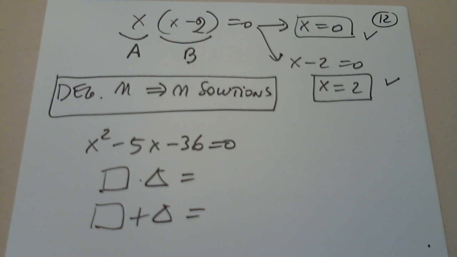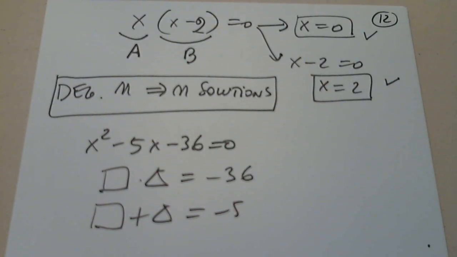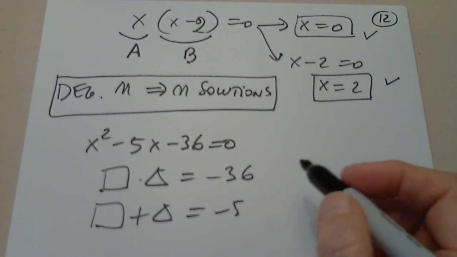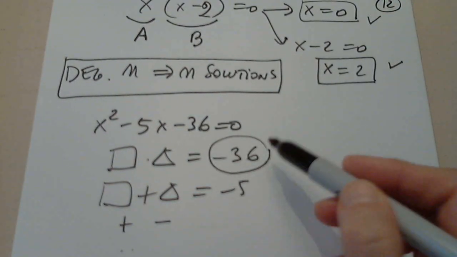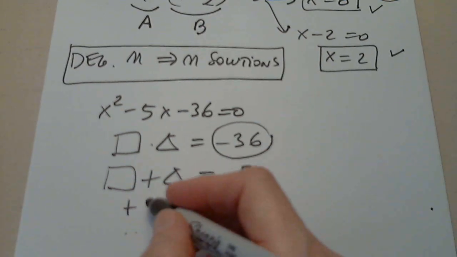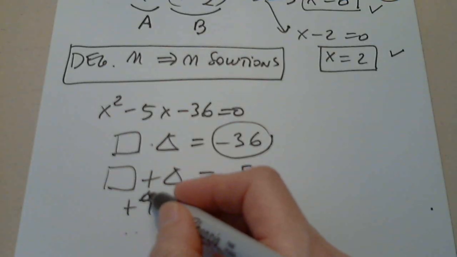So what is the product of the numbers we are looking for? And what is the sum? Negative 36. Negative 5. Very good. The thinking process takes us to 9 times 4. So we have a positive and a negative because the product is negative. One has to be positive, one has to be negative, and 9 and 4.